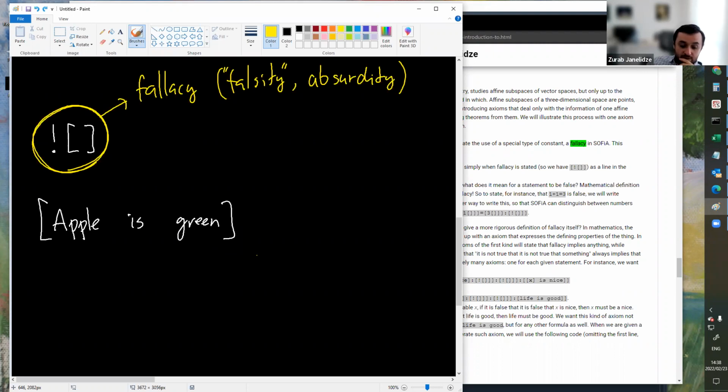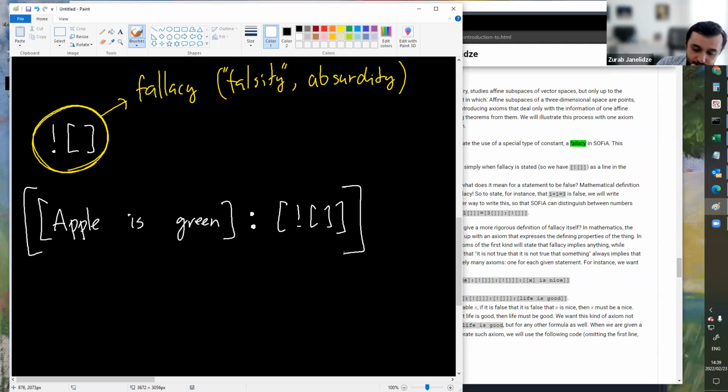So the way we're going to do this is the following. In fact, this is not anything that I invented. It's the way it's done in mathematics, and it's the way it's been done in mathematics since mathematics has obtained a formal foundation. So to say that apple is green is false is done in the following way. And to turn it into an actual statement, we need to put another brackets.